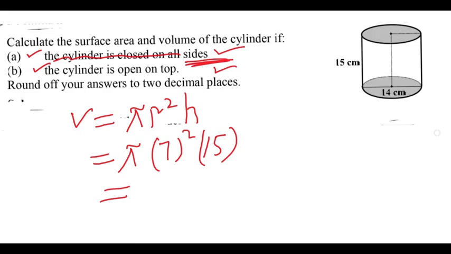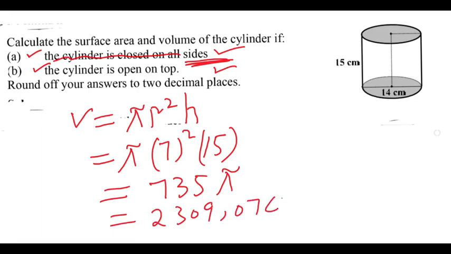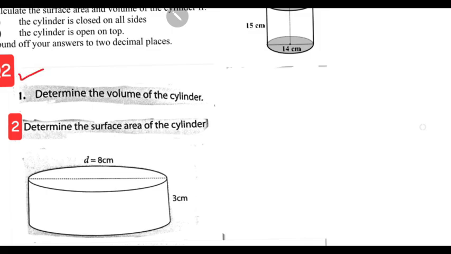So it's going to be 735 pi, which we found earlier, and the answer will be 2309.07 centimeter cube. This is my final answer if part A is missing. But if they give you part A and B together, then obviously the answer for part B is the same as A, so you can say the volume will remain the same.